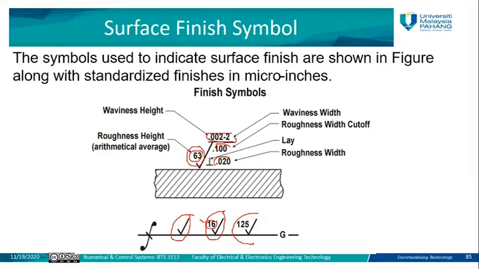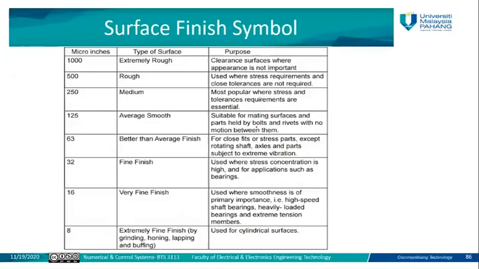Okay. So the table we have at the end of this chapter gives you the roughness height of the surface for the finish symbol. As you can see here, these values are in micro inch. So if the surface finish is 1000, that means it is extremely rough. If the surface finish is, for example, 125, that means it is average smooth.